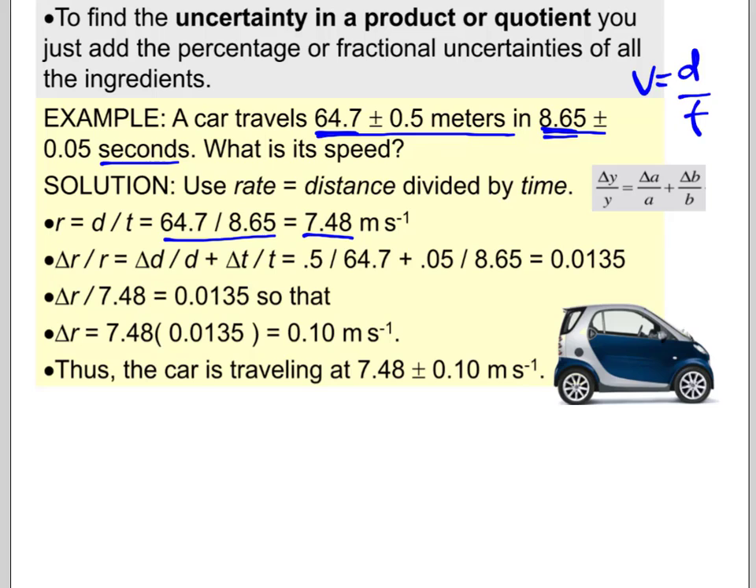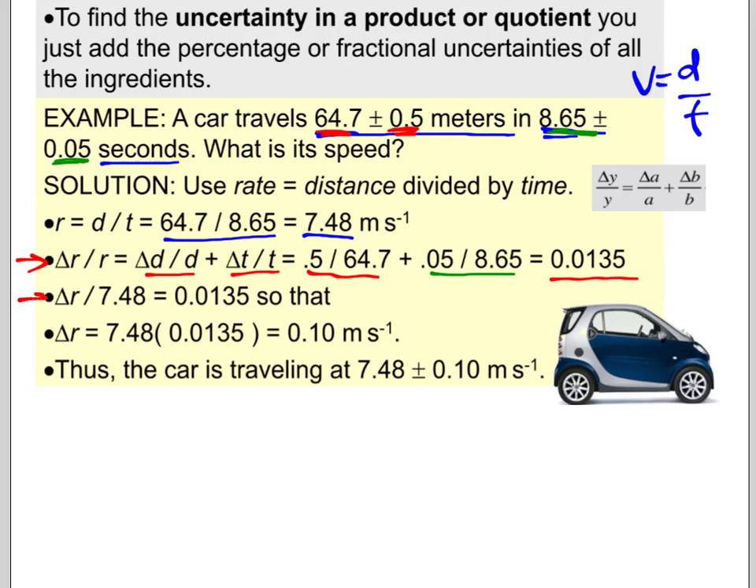Now here's where it gets a little bit messy. On this line right here, the error, you'll see delta D over D, delta T over T. So you're taking the error amount and dividing it by the measured amount in each one of these. The error amount, 0.05, divided by the quantity right there. And when you do that, on the right-hand side of the equation, you'll generate this value.